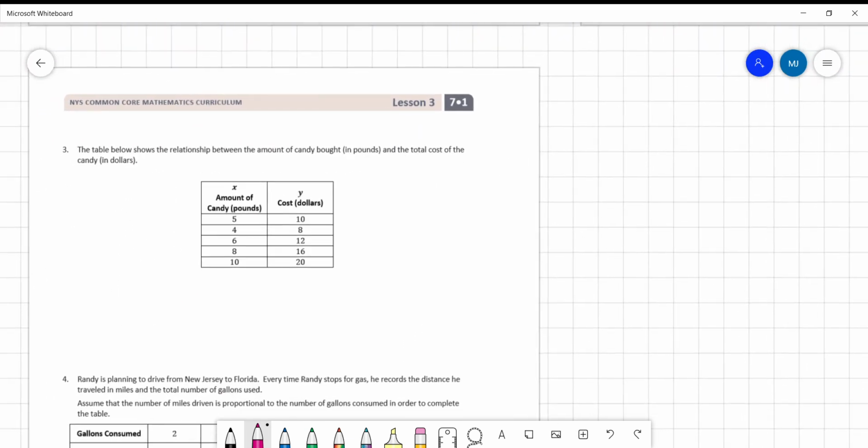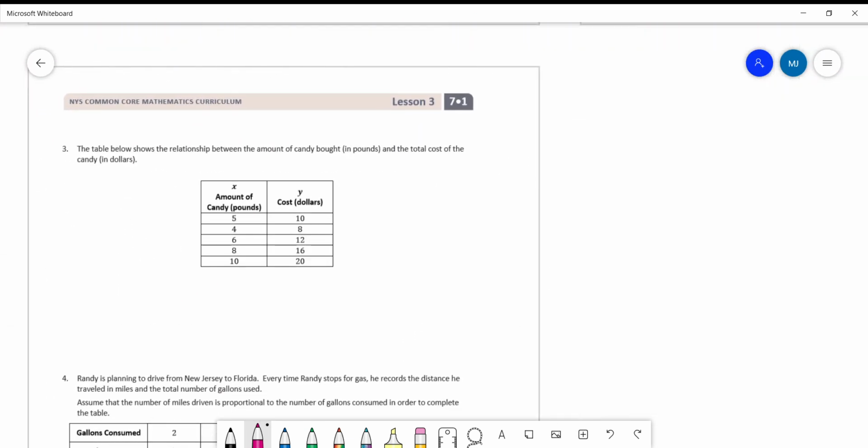Alright, let's look at this next one. Number 3. So this table below shows the relationship between the amount of candy that is bought in pounds and the total cost of candy in dollars. Obviously, we go in the candy store, we want to pay the same amount per pound. We don't want to pay more for the beginning amount and less for the ending amount. We want to make sure that it is proportional. We're paying the same amount for every pound. So we're going to check this table out and see if that happens.